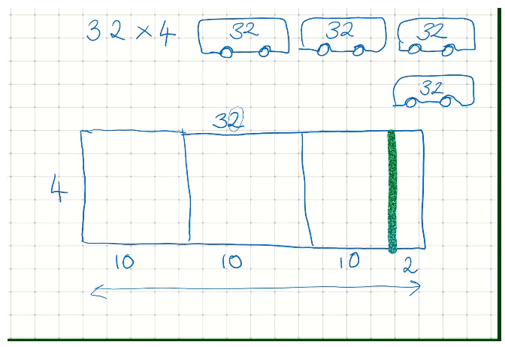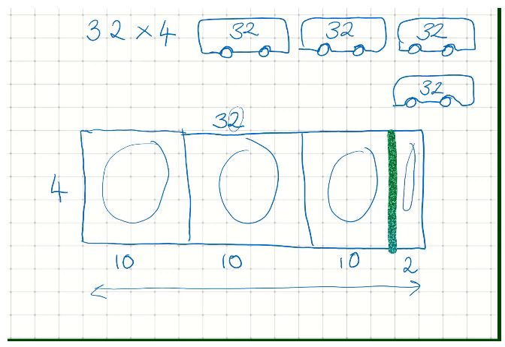Now I'm going to work out how many dots there would be in each section. So 4 groups of 10. Oh, that would give me 40. And this one is 4 groups of 10, would give me 40. This one is 4 groups of 10, would give me 40. And this is 2 groups of 4, which will give me 8. So now all I've got to do is add them all together.